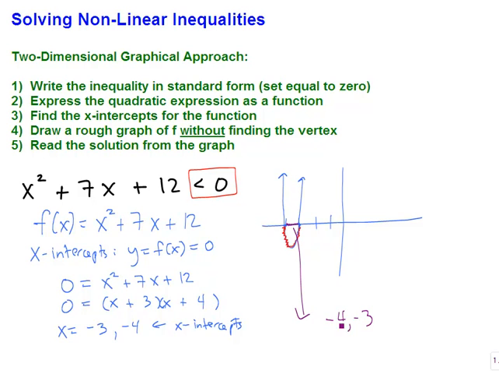-3. Now, do I get to include those two endpoints? The answer is no. We're going to use parentheses around them because there was no equal bar in my inequality. So I don't want to actually hit 0, which is what happens at these intercepts. We just want to be between them in order to get this lower part of the parabola. So your solution is (-4, -3).